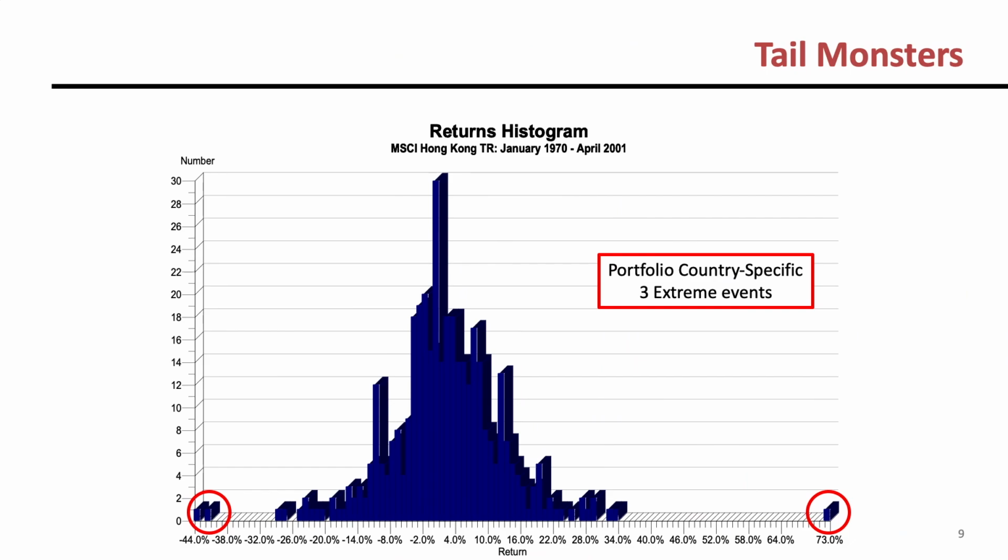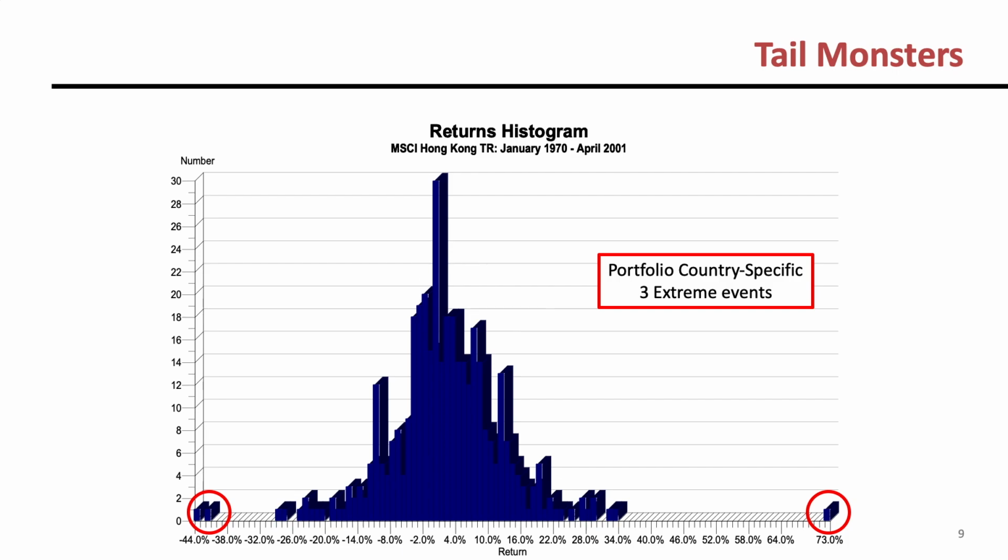And if you look at the real graph, we have 1 month where Hong Kong did 73% in a month. And then you have 2 months when Hong Kong did minus 44, minus 40%. Now, usually if you do plus 73% in a month, your clients will not complain too much. So that's a monster, but it's a good monster. It's like the ones in the cartoons, like Monsters, Inc. But then you have the real bad monsters, okay? That are these 2 minus 44%.